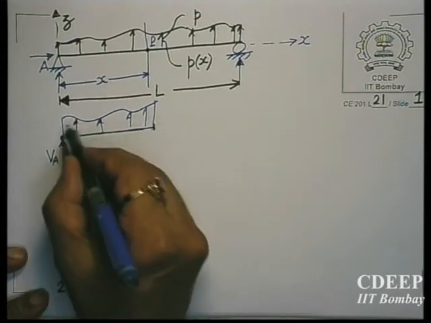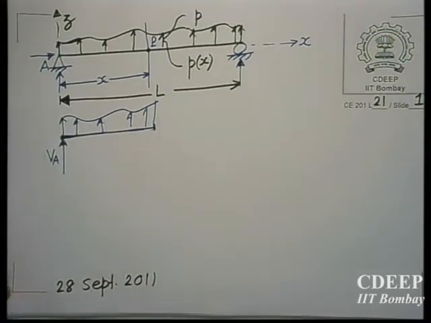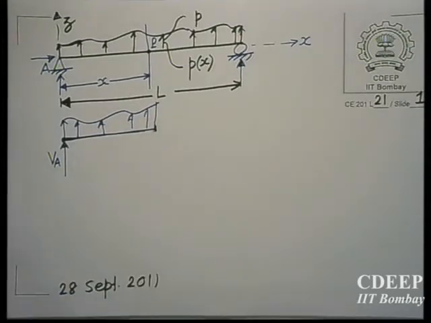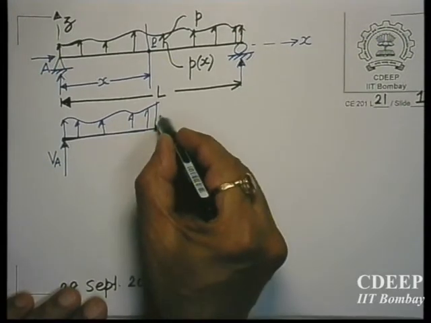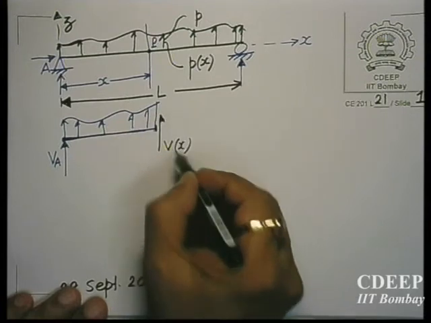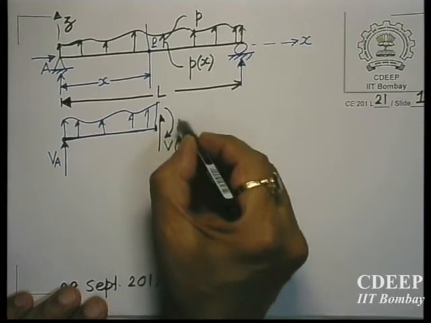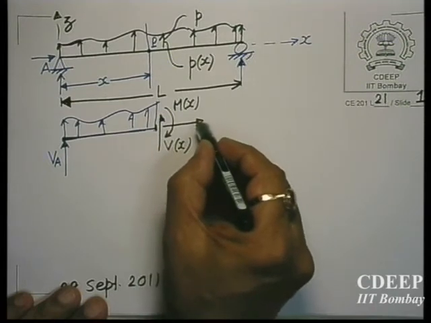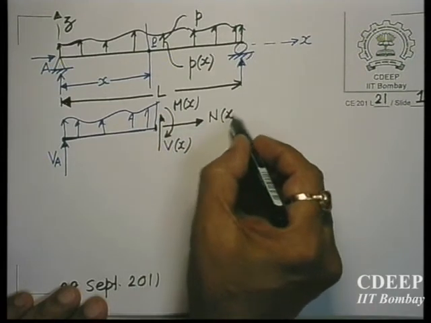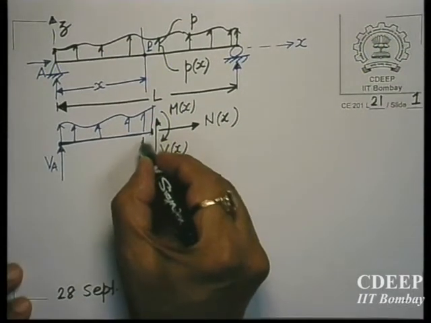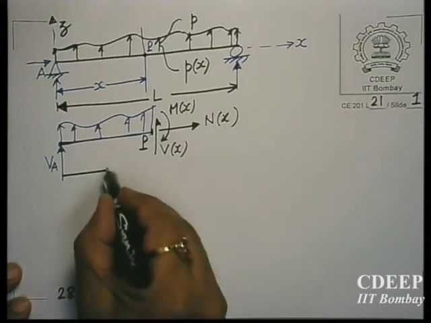This part of the beam now is in equilibrium under the action of the external load, the reactions, and the internal forces that will exist over here. What are the internal forces that will exist over here? You have a shear force at section x, and a bending moment, these are all positive, I am drawing just positive bending moment, and you also have an axial force N x. So, you have V, M and N at point P, which is at a distance x from the left hand end.